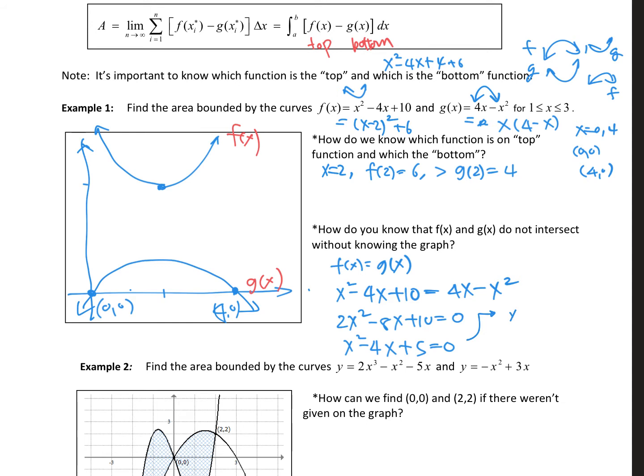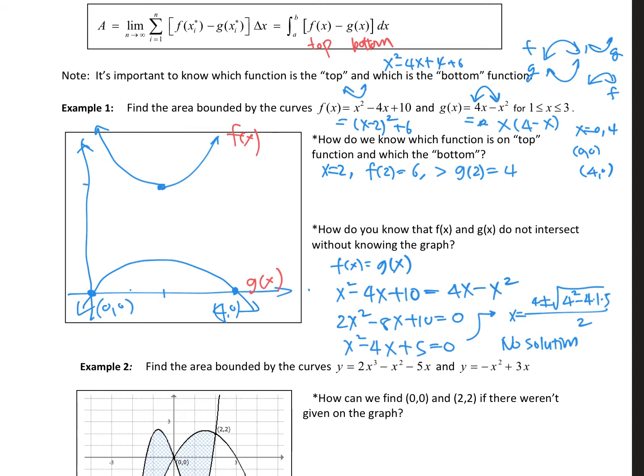Quadratic formula, so x is equal to 4 plus or minus the square root of 4 squared minus 4 times 1 times 5, over 2. When we calculate this part, 4 squared is 16 minus 20, so that's negative. Square root of a negative is not a real number, so it doesn't exist, right? No solution. That means they don't meet, as we can see here. So I don't have to worry about the part where they meet, and maybe f becomes the bottom function, but it doesn't happen like that.